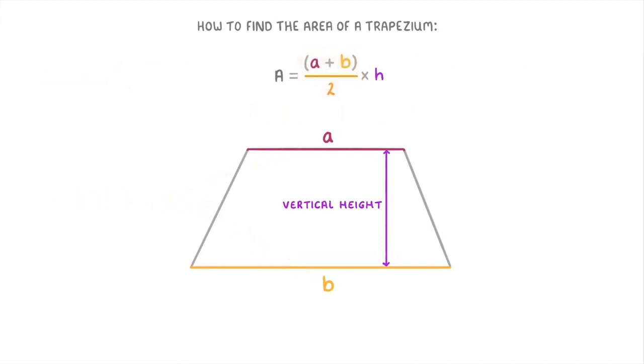So to give that a go, if this trapezium had a bottom length of 14 centimeters, a top length of 8 centimeters, and a vertical height of 7 centimeters, then to find its area, we'd need to add the 14 and the 8 and divide that by 2, which remember is effectively the average length of the trapezium. And then we can multiply that by the vertical height of 7 centimeters, which if you put it into your calculator will give you an area of 77 square centimeters.